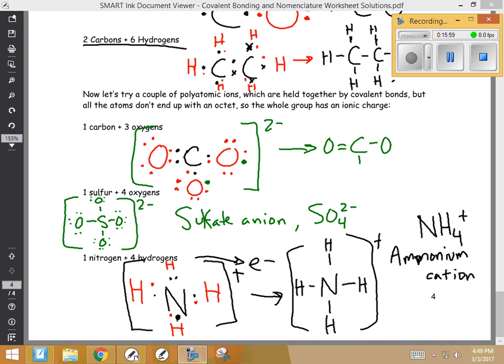It's a single bond here, and we need our unshared pairs. That one only has two unshared pairs. These guys have three unshared pairs. Carbon has no unshared pairs. The charge on it, again, is 2-. The formula is CO3 2-, and the name of it is the carbonate anion. And those are the solutions.